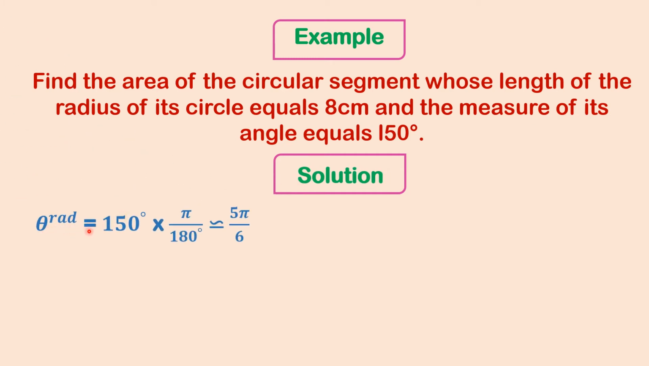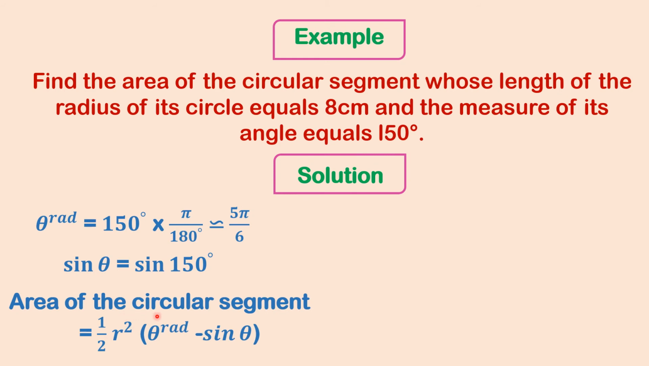The solution: theta rad equals, we will first convert the angle in degree form into radian form. So theta rad equals 150, which is the angle in degree, times pi over 180, approximately equals 5 pi over 6. So we convert the degree form into radian form. Sine theta equals sine 150. The given angle is 150.